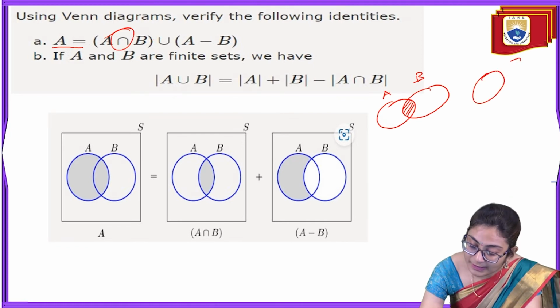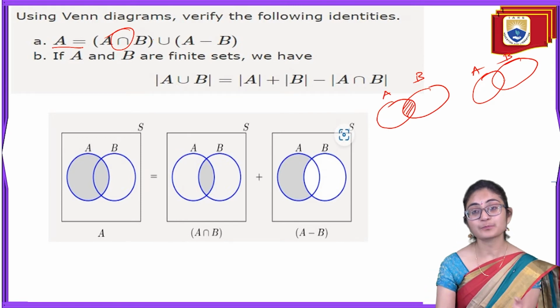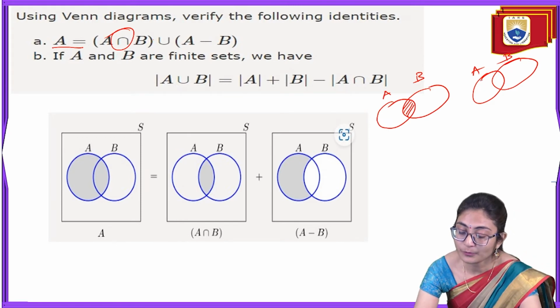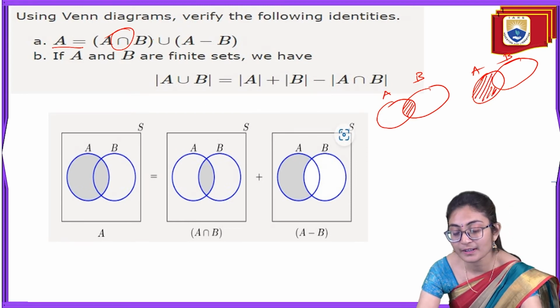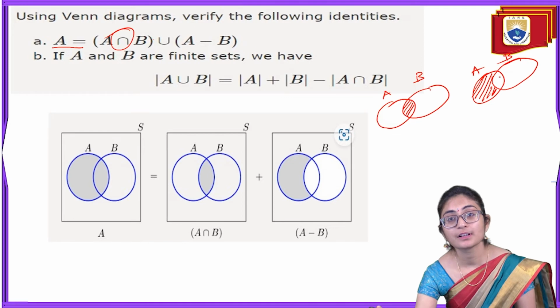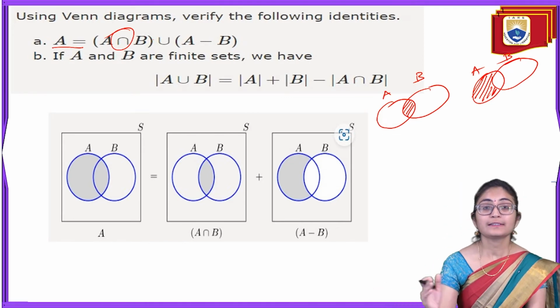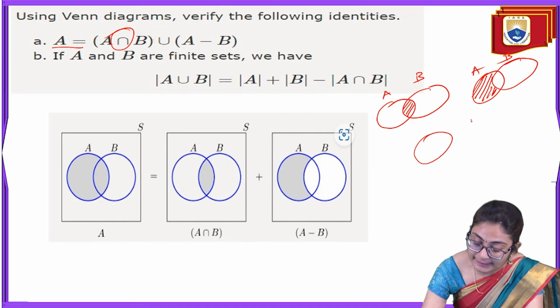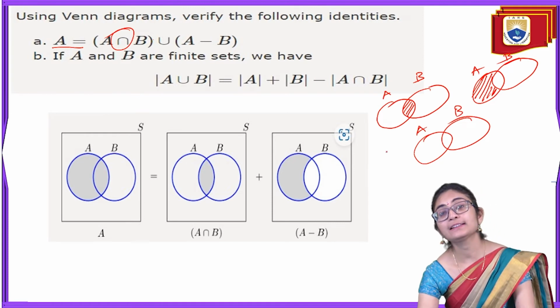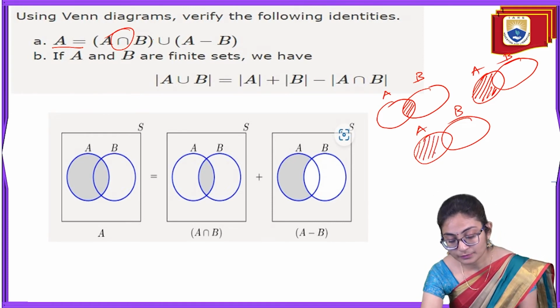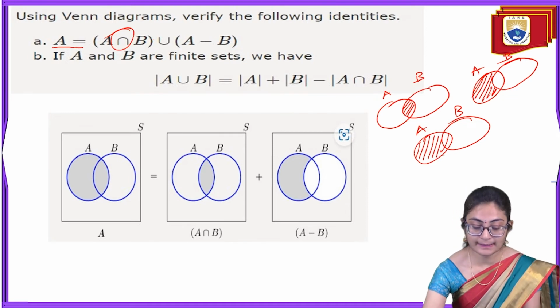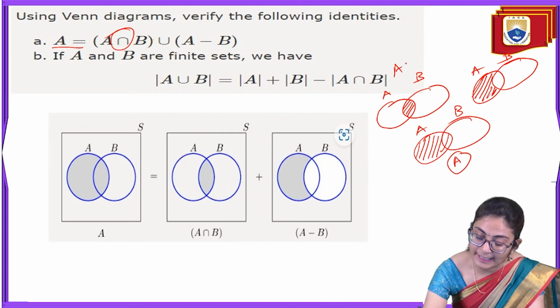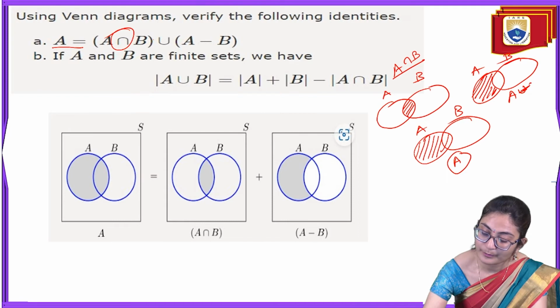And obviously, these are our sets. This is A and this is B. So when we subtract B from A, then definitely we will get this portion of A. We are not including this one. So whenever we subtract this, we will get only A. This is your A, this is your A intersection B, and this is your A union A minus B.